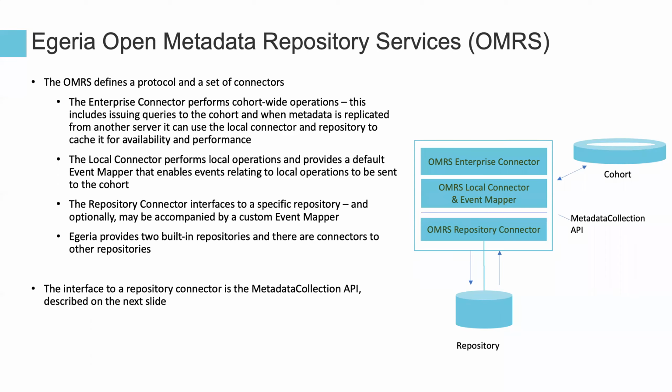Now we have two built-in repositories in Egeria. One is the graph repository, which we'll talk about. There is also a non-persistent repository called the in-memory repository. And it is possible to create connectors for other types of repository. For example, if we wanted to implement a relational repository, we could do so, and we would just be creating the repository connector, i.e. this layer, in order to plug that relational repository into the OMRS. The interface to the repository connector is called the Metadata Collection API. So we tend to think of things as collections of metadata.